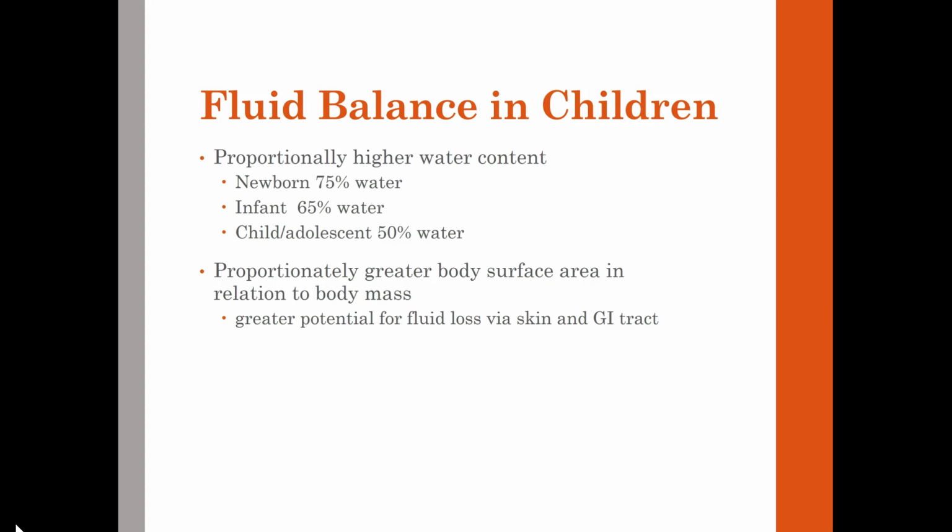They also have a bigger body surface area in relation to the body mass. So they have a greater potential for fluid loss via the skin. For example, if you have a newborn baby who's suffering with jaundice and they're under the Billy lights, they're going to lose more fluids due to those lights because they are losing fluid through their skin and through that greater body surface area. So obviously, if you've got a jaundiced baby under the lights, they're going to be needing to get some more hydration.